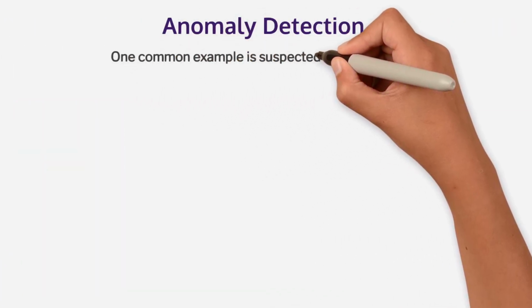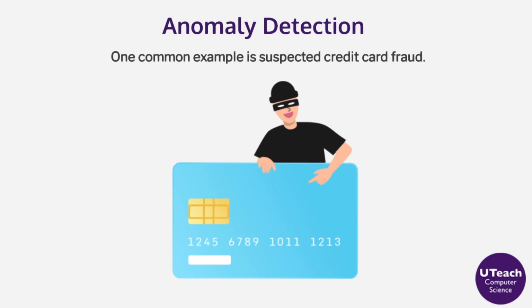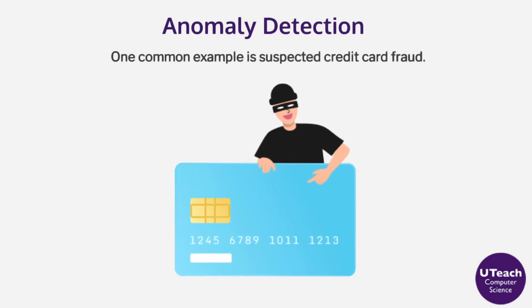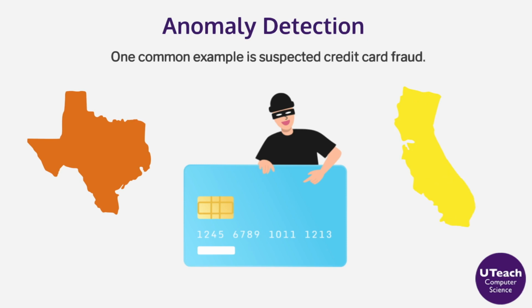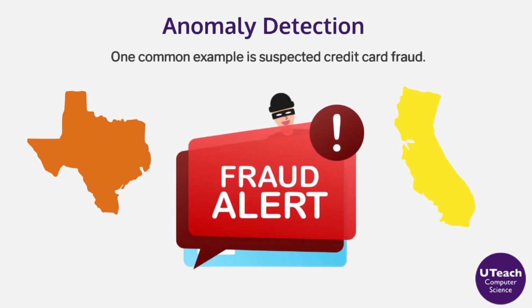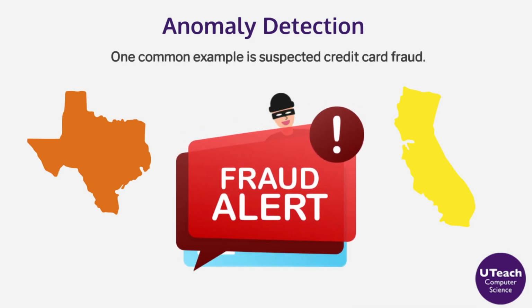One common example of anomaly detection is when your credit card company suspects fraudulent activity. Although there are many strategies for credit card fraud detection, one of the simplest is the use of outlier detection. For example, if you live in Texas and all of a sudden there is a charge for a gas station in California, your credit card company may send you a notification because they detect this is an outlier in your purchasing habits.